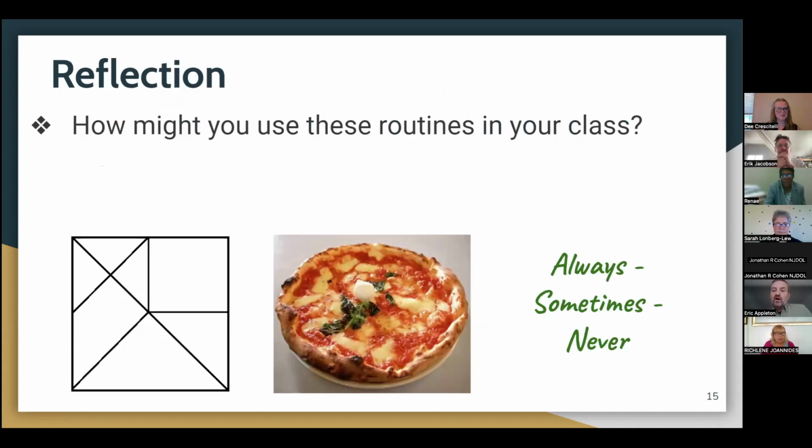So we've heard from a lot of people already, but we'd like to hear a little reflection on what we've shared. We've shared 3 different routines: the fraction talk that Sarah shared at the beginning, which would you rather with the 2 pizza pies, and always, sometimes, never. But we're curious to know, how might you use some of these routines in your classes? You could answer in the chat, or you could unmute, whichever you like.